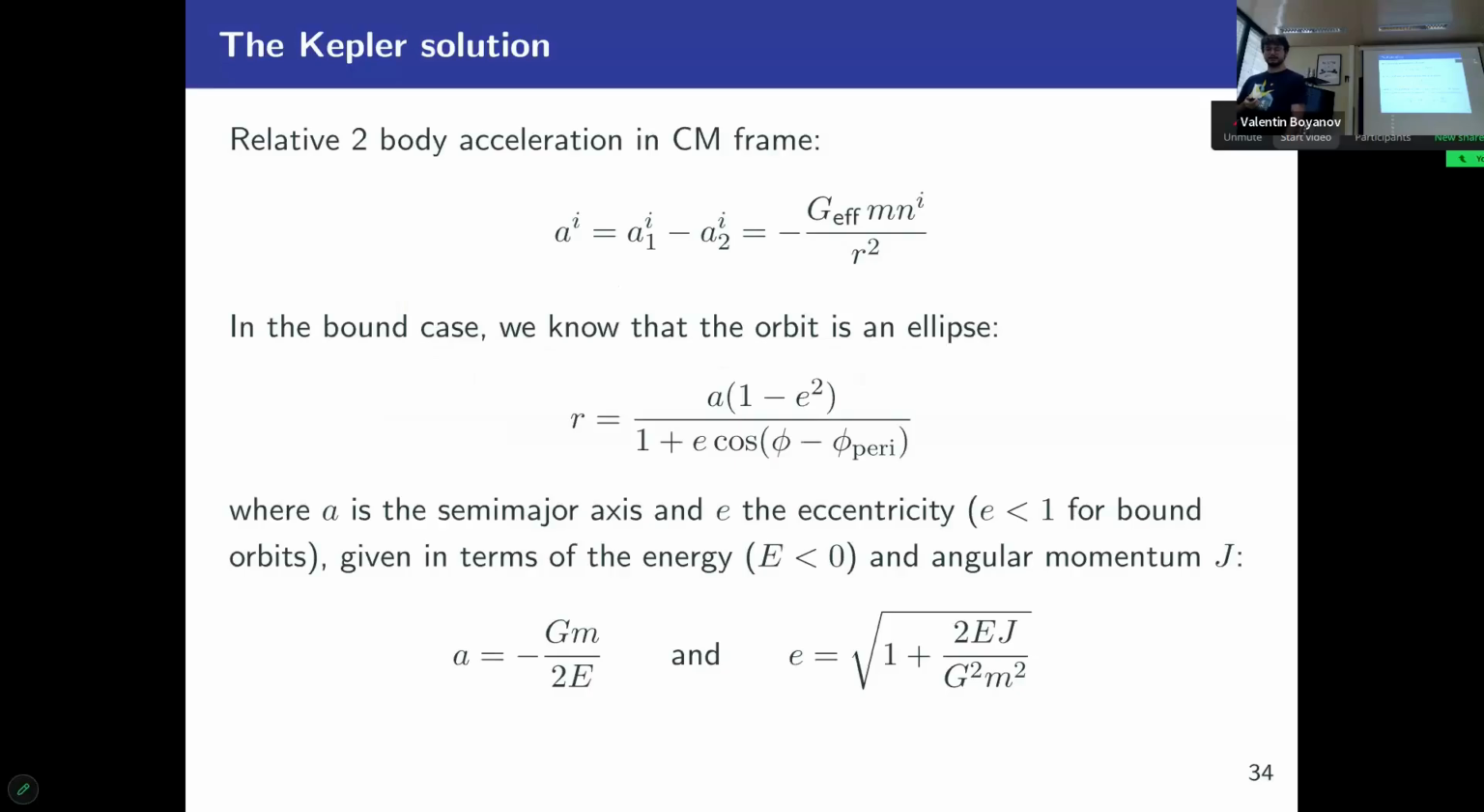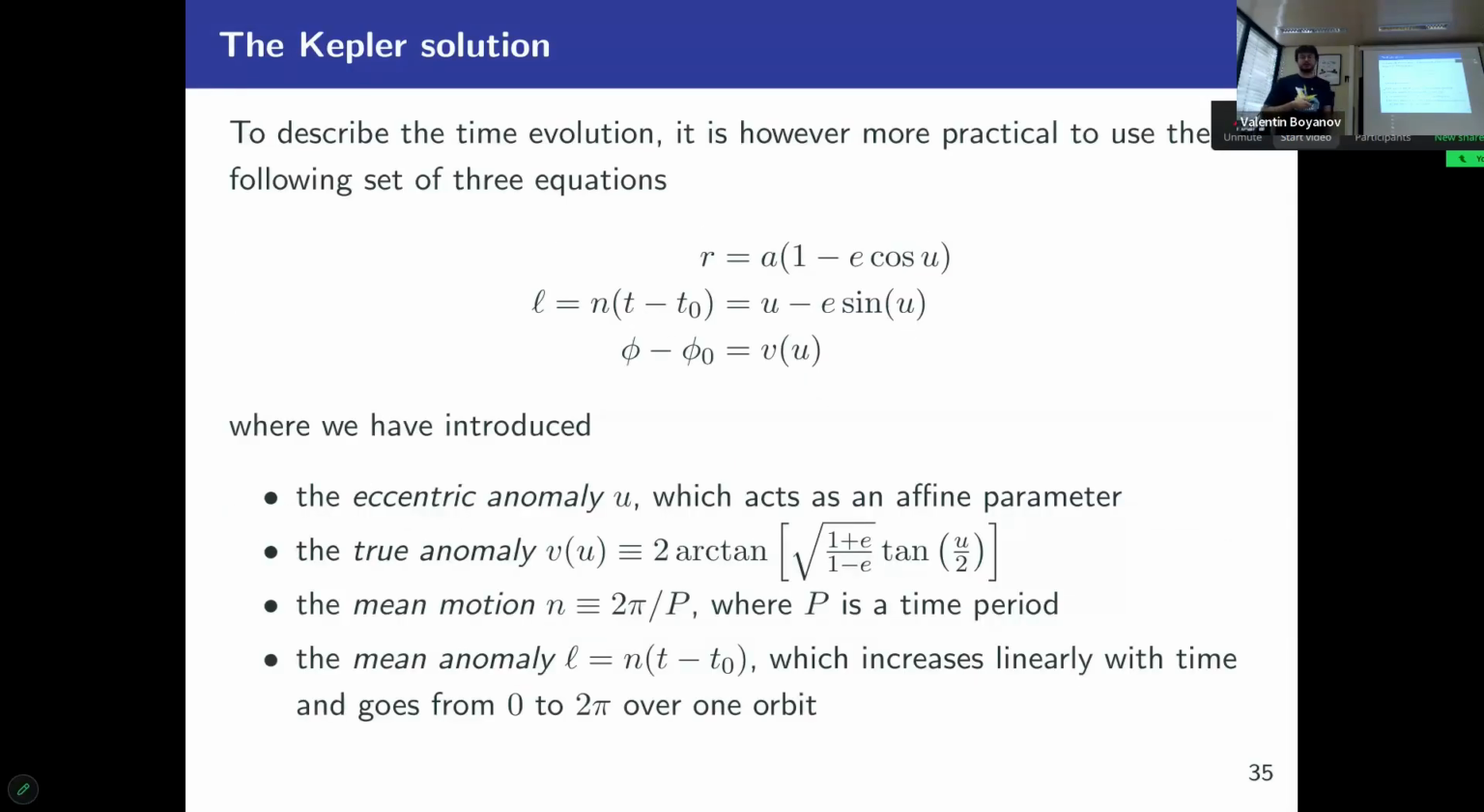So yeah, here this is our acceleration, and we get an ellipse. But actually, we're interested in having an affine parametrization for your motion. And it so happens that the simplest thing is not to express everything in terms of time, but to express everything in terms of what we call the eccentric anomaly, which will be denoted u. This is going to be our affine parameter, and we can express the radius, the separation between the two particles, time, this L, which is the mean anomaly, and the polar angle of your motion, in terms of this eccentric anomaly.